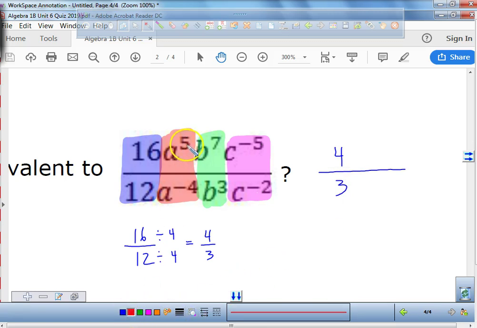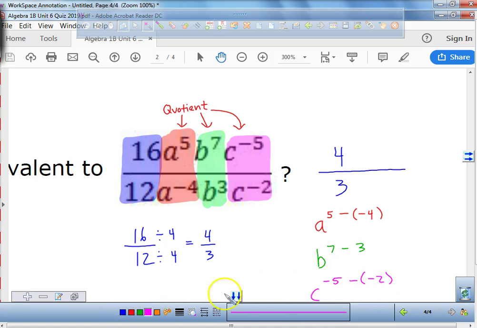Now we're going to focus on just the a variable. Here we go. Every single time right now, we are going to be using the quotient property. We're going to use it for this one, this one, and this one. I'm just doing them in different colors. Here we go. A to the power of 5 minus, open parentheses, negative 4. That's how you set up A. B to the power of 7 minus 3. C to the power of negative 5 minus, open parentheses, negative 2, close parentheses.